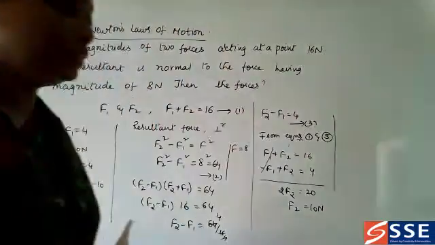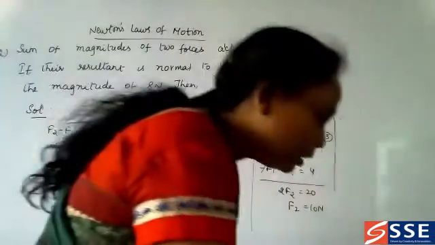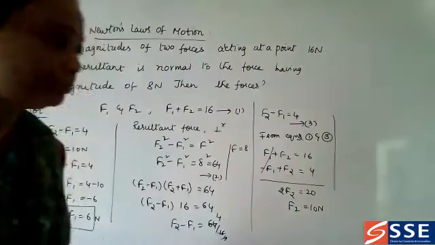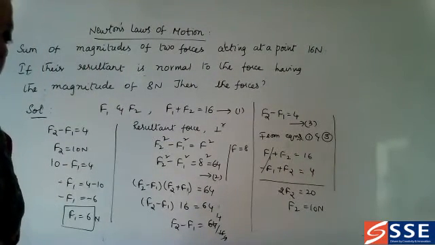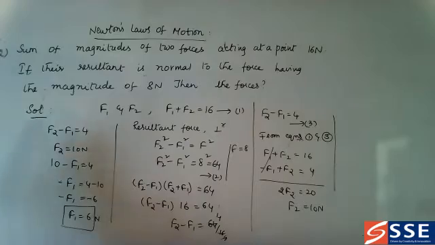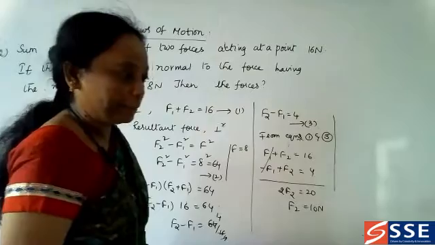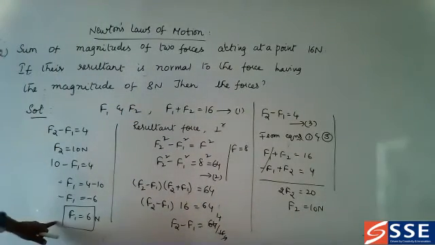So write down. So F1 goes to 6. Very good, very good. Write down. Okay, I am giving time. Please write down the sum of the magnitudes of two forces. Write down. And F1 goes to 6 Newton.